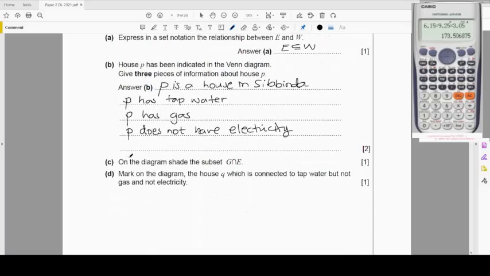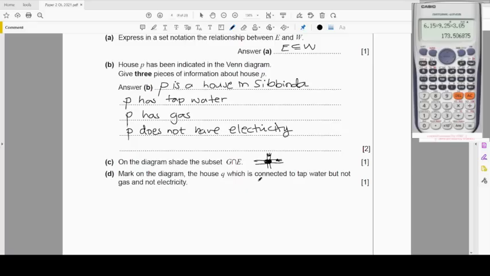Then C, on the diagram, shade the subset G intersect E. Okay, this symbol here represents an intersection, and the way to remember this intersection and union is try and think of the intersection of a road. So you have 2 roads that go like that. This is the intersection of the 2 roads. You can see this part that I've shaded here is on this road, and it is also on this road. So an intersection is on both roads.